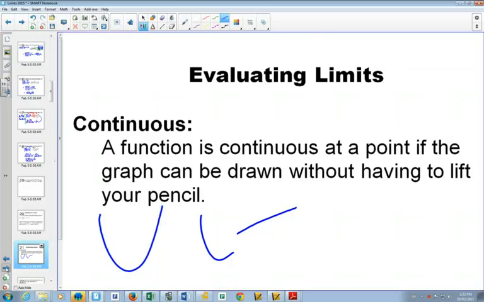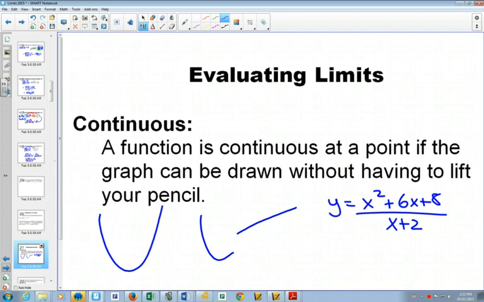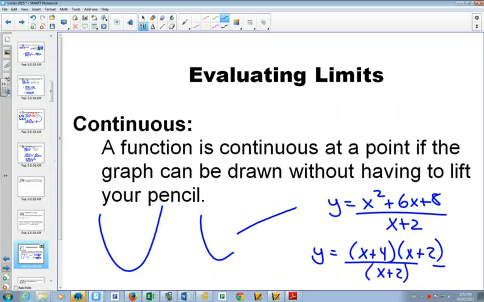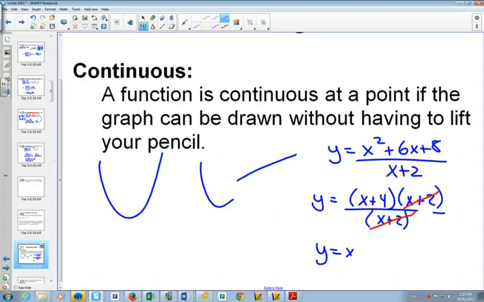You have drawn some graphs in the past. If we go back to grade 11, or maybe grade 12, you did this at some point. What you did, see if you remember, is you factored the top. And when you factored the top, you found out that it was x plus 4 times x plus 2. And when it's divided by x plus 2, you went, hey, those cancel out, and I get just y equals x plus 4. Which is a line because it's y equals mx plus b.